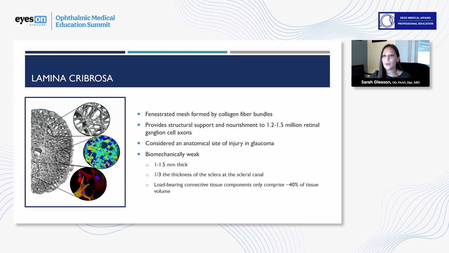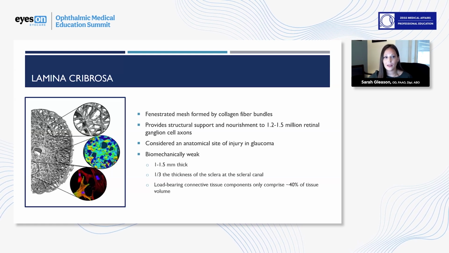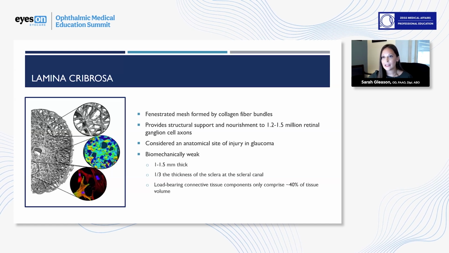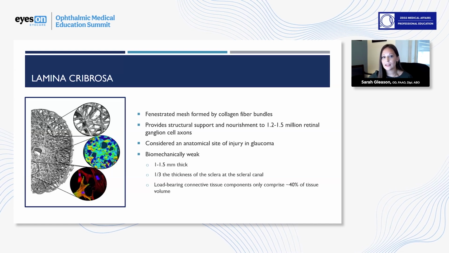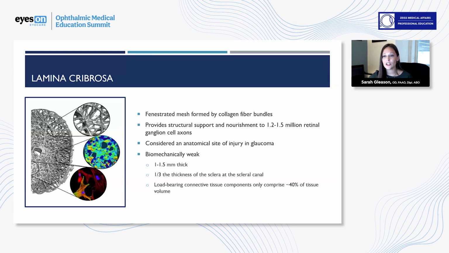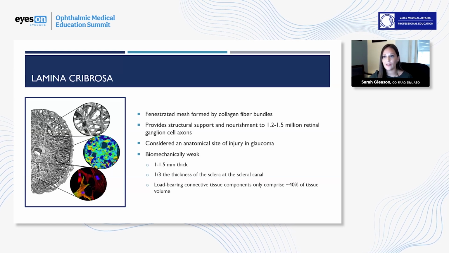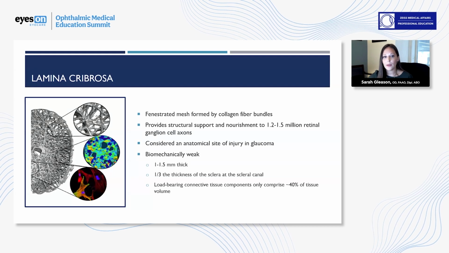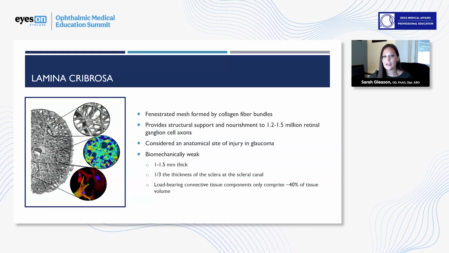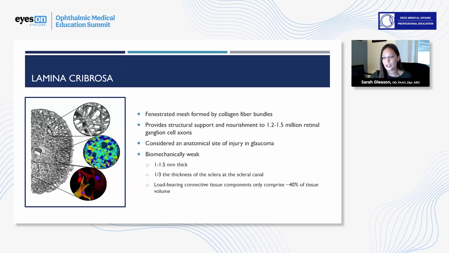And we know that this is an anatomical site of injury in our glaucoma patients because it is biomechanically very weak. So it's very thin to begin with. It's 1 to 1.5 millimeters thin. And for context, this is about 1/3 of the thickness of the sclera at that scleral canal opening. In addition to just being thinner than other areas of structural support, the load-bearing connective tissue components within the tissue that is present is only about 40% of the overall tissue volume.